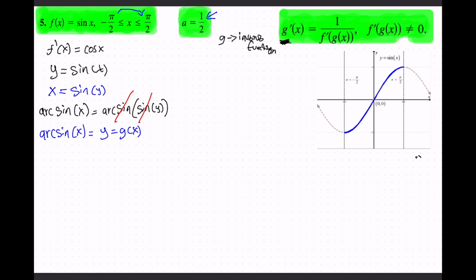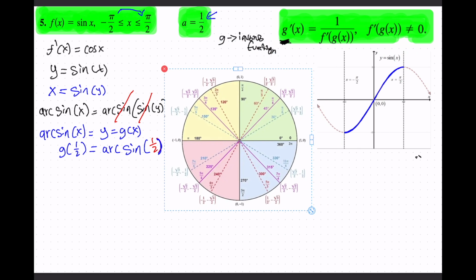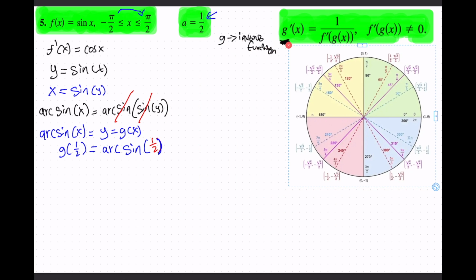Now, let's find out what g of 1/2 is. And g of 1/2 is simply arc sine of 1/2. If you're not familiar with these type of problems, let's bring up the unit circle just to make sure that we understand the process. We're alternating basically from radians to rectangular coordinates. So the function g of 1/2, it's arc sine of 1/2.